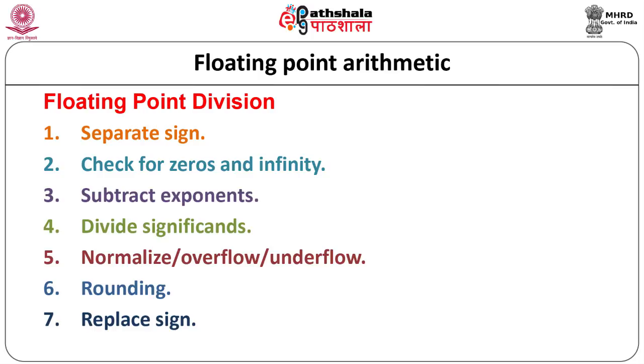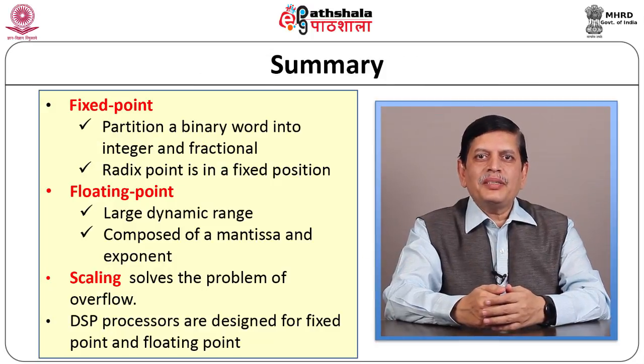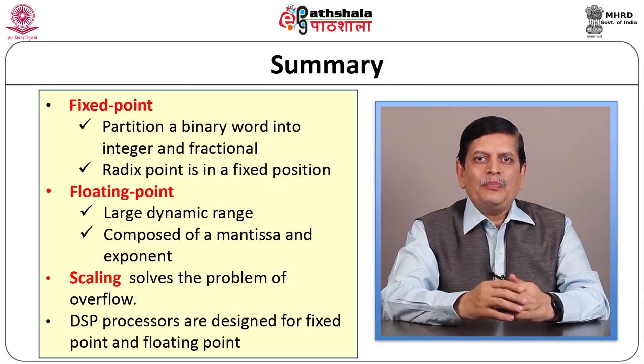Floating point division. The procedure is step number 1, separate sign bits from the dividend and divisor. Step 2, check for zeros and infinity. Step 3, subtract exponents. Step 4, divide significands. Step 5, further the result is normalized and checked for overflow or underflow. Step 6, perform the rounding of the result, and last step, replace the sign by the sign of the quotient and write the remainder.